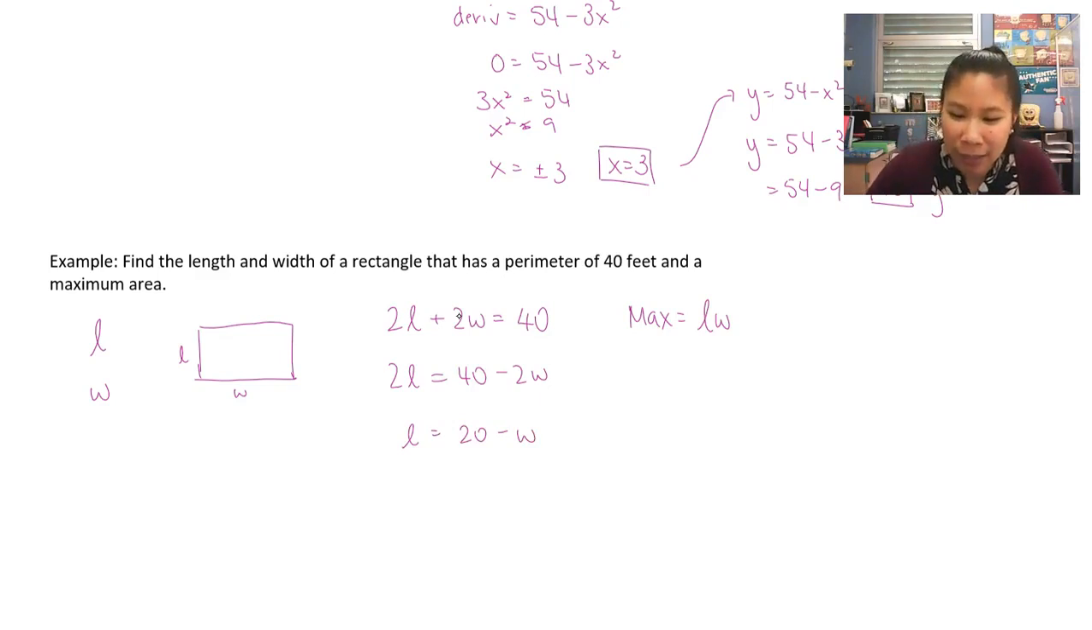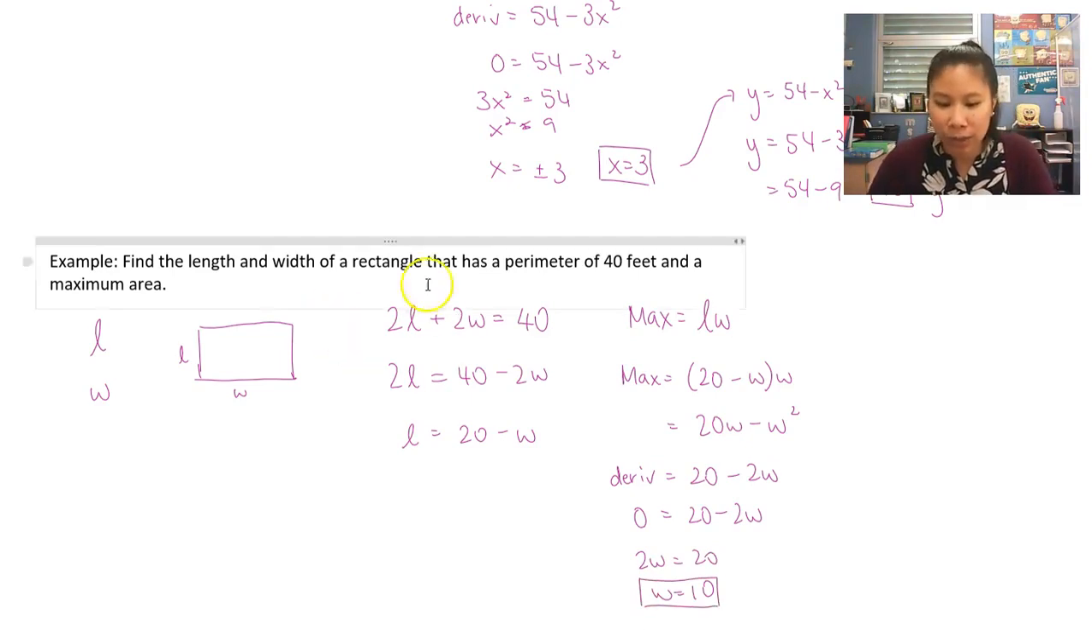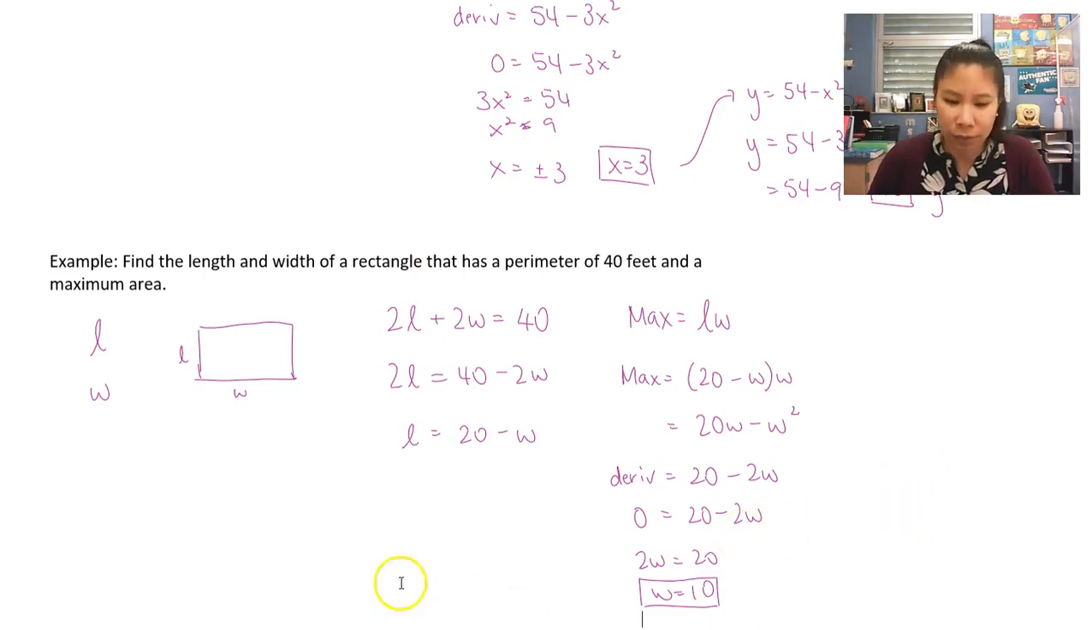And then we can plug that into my max equation. So L, I'm going to rewrite as 20 minus w, times w. So let's actually distribute out the w. And then the derivative would be 20 minus 2w. Set that equal to 0 to calculate my critical points, which is going to be 10. Only one answer there, nothing crazy. So I know then that my width is going to be 10 for this rectangle.